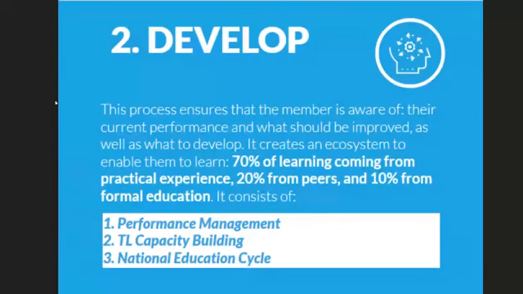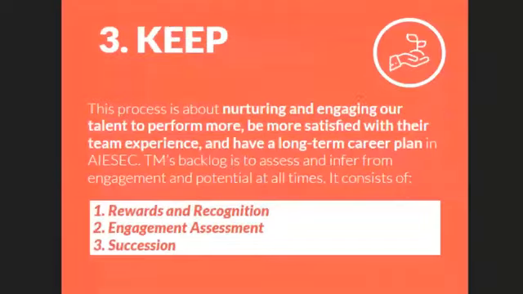And then when we are finishing off with the develop part, at the same time actually we are moving with the keep part, which is for nurturing and engaging our talent to perform more, be more satisfied with their team experience, and have a long-term career plan in ISAC. So the main thing that we're doing here is the rewards and recognition system. We are selecting our best team of the month, best member of the month, or we're having this national thing called Lions that will start next week, and this is how we are looking for the talents who are really putting a lot of effort to contribute to exchanges, to change the world, and having the right mindset. And we're just recognizing these people and rewarding them for that.